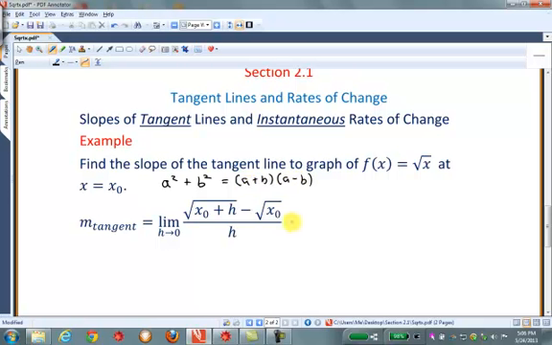And again, most students remember that, but of course I'll have to multiply by the sum of that expression over itself, because if I multiply by 1, nothing changes. And this expression, the square root of x0 plus h plus the square root of x0 over itself, is of course 1.